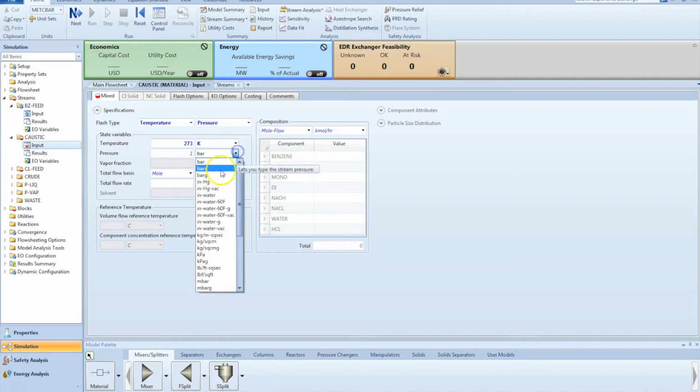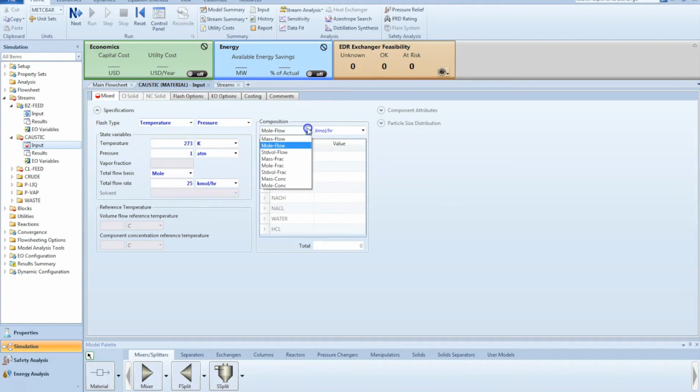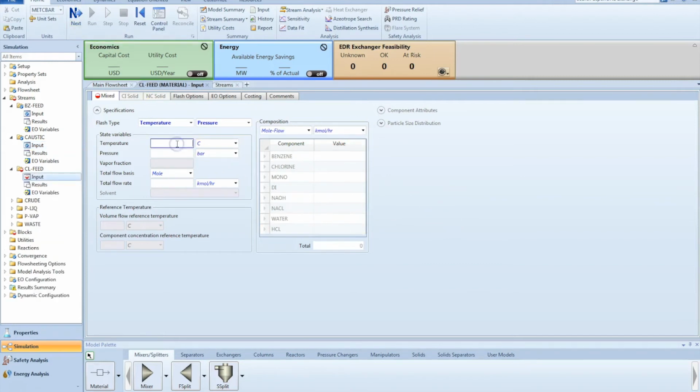This will be fed at room temperature and pressure. The total molar flow rate is 25 kmols per hour with a molar composition of 0.1 sodium hydroxide and 0.9 water. Press the blue next arrow to enter information about the chlorine feed stream. The feed parameters are the same as for benzene: 328 Kelvin and 2.4 bar. The total molar flow rate is 500 kmols per hour with a mole fraction of 1.